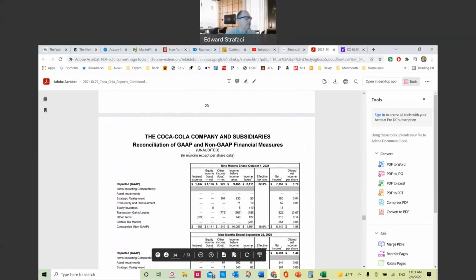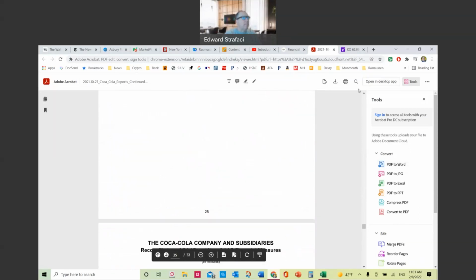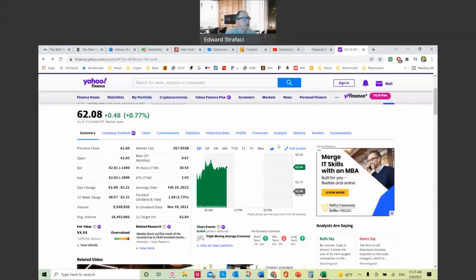And then they reconcile GAAP with non-GAAP, and that's because they do business overseas, so you have different accounting methods. I'm not even going to get into that, but that's a good way to look at a company. There's no way around it. It's a great way to view a company. And if you're interested in investing or you need to learn more about how to value companies, then this would be a great place to start.